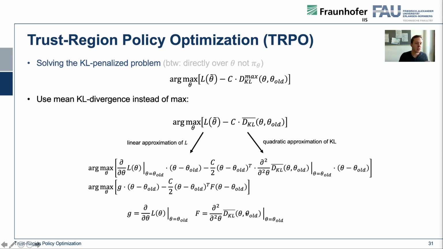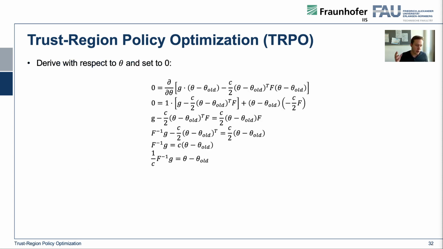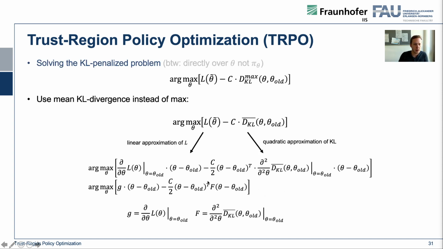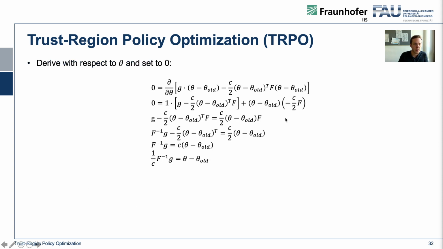Now, in order to find the argument, the set of parameters that maximizes these functions, what we usually do is we derive our objective function with respect to the parameters and set it to 0. So this is just the term that we had here. I just drew out these ones because they only make things complicated here. And it turns out if you derive your objective function with respect to your parameters theta and set it to 0, you end up with this one.